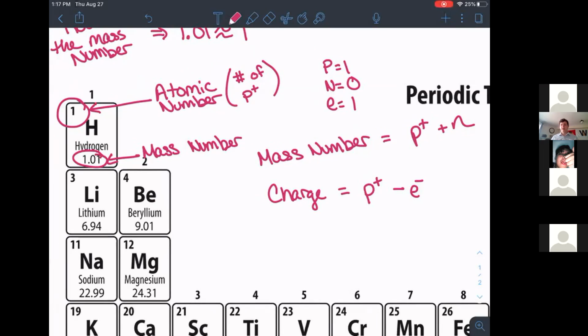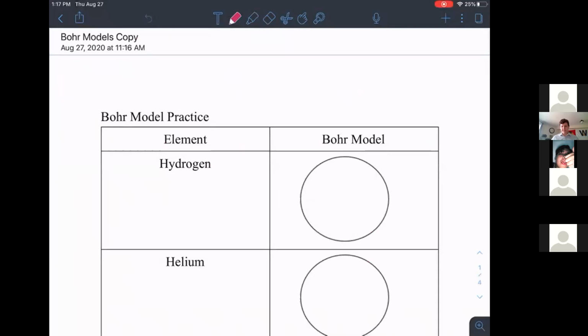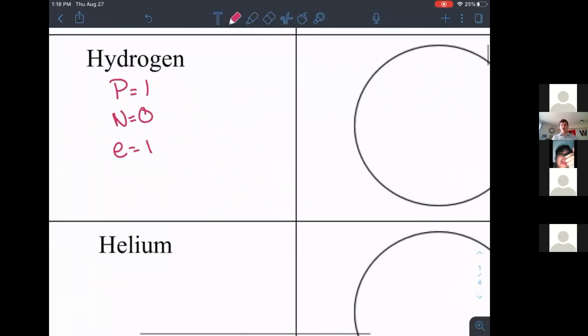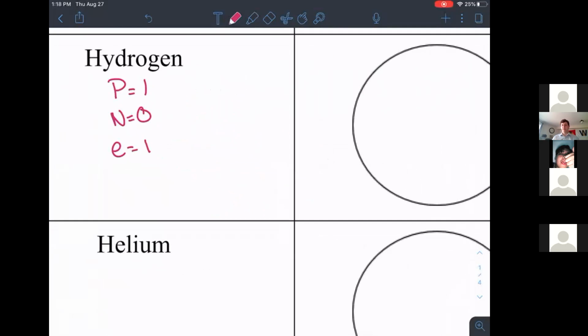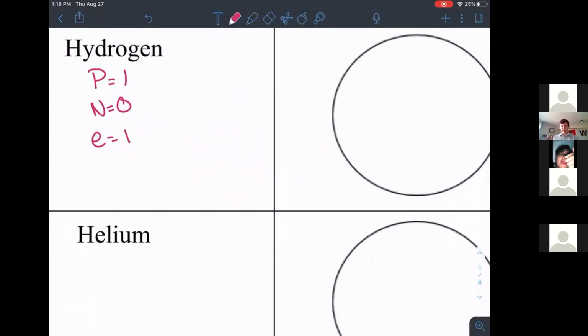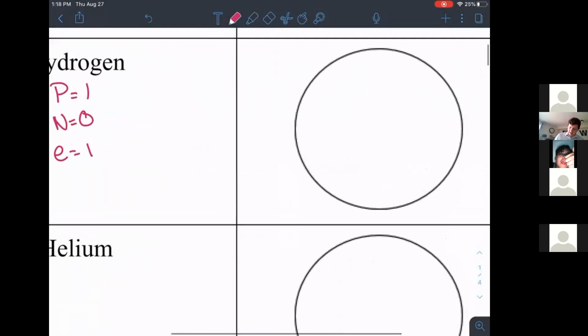So now we're going to go to the Bohr model practice worksheet. So it looks like this. And we're actually going to draw out what our Bohr model of the atom or element hydrogen is going to look like. So we said that there was 1 proton, there were 0 neutrons, and there was 1 electron. Where do we put our protons and neutrons? In the center, in the nucleus. Perfect. Okay, so I'm going to draw a nucleus in the center of my atom.